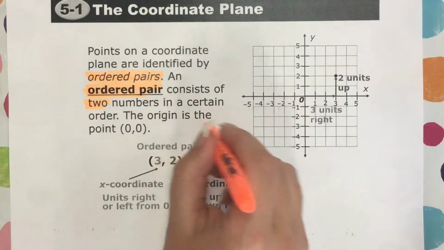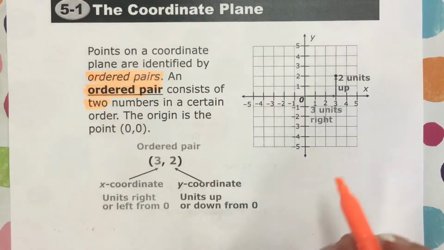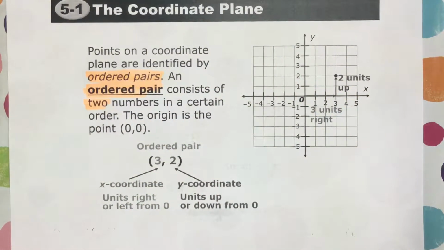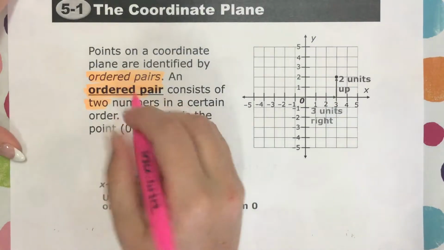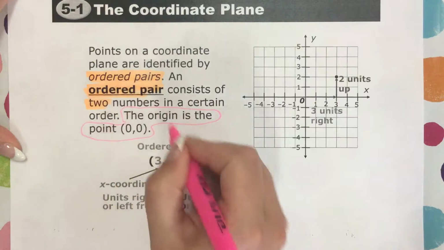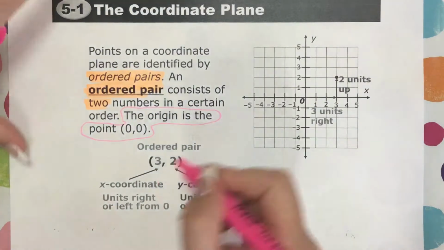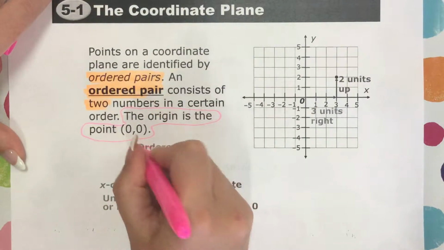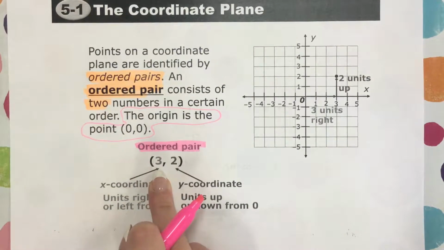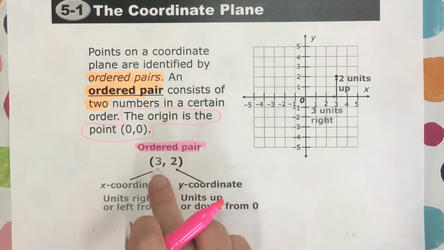The origin is the point 0, 0. Okay, that's just a little fun fact for you. And I'm going to come back to that little piece in a second. So let's go ahead and put that on pause, and let's talk about what an ordered pair is. So an ordered pair is two things right here. So this is an example of an ordered pair: 3, 2.